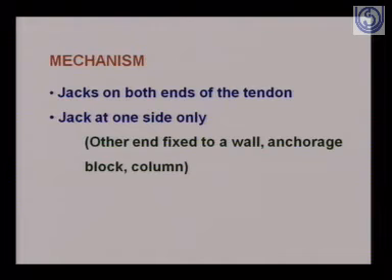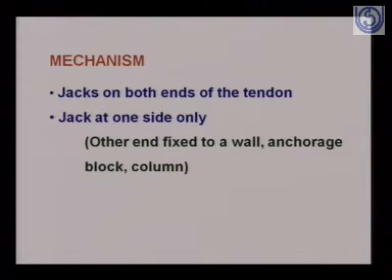Now the mechanism, how pre-tensioning is done. Jacks are provided either at both ends of the strand, or you can use a jack on one side only. In the first case, when jacks are provided on both ends, the force is being transferred from both ends. At both ends of the strand or the member, jacks are provided, so it is stressing the tendon from both ends.